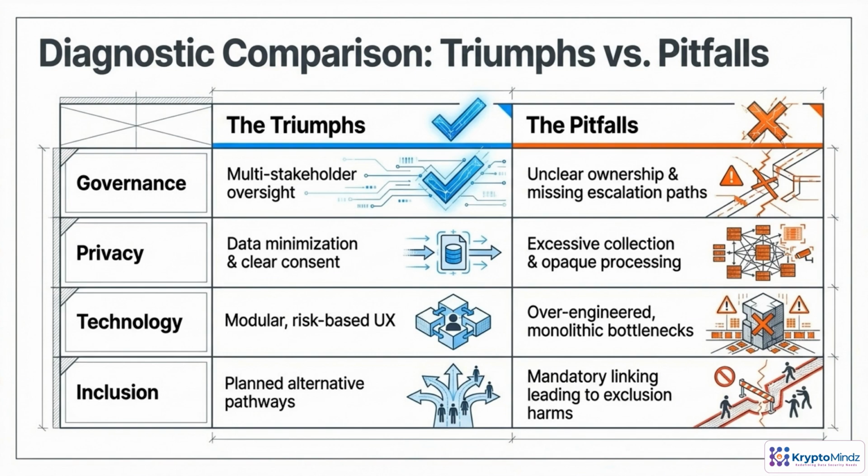Across real identity initiatives, the patterns are consistent. Strong governance means shared oversight and clear escalation when something goes wrong. Weak governance means no one truly owns the problem. On privacy, success comes from collecting only what's needed with explicit consent. Failure comes from hoarding data and hiding how it's used. Technically, modular, risk-based flows outperform brittle monoliths. And inclusion improves when alternatives are designed in from the start, not bolted on later.